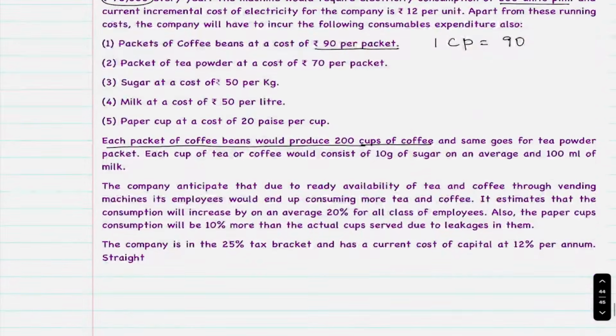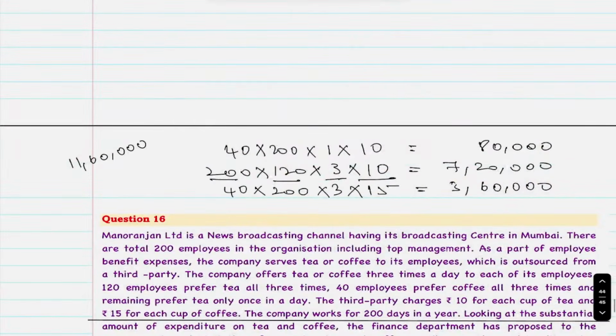Let us see. The company anticipates that due to ready availability of tea and coffee through the vending machines, its employees would end up consuming more tea and coffee. It estimates that consumption will increase by 20% for all classes of employees. Means what? If a person is consuming 3 times, he will consume an extra 20%. 3 plus 20% means how many times? 3.6.